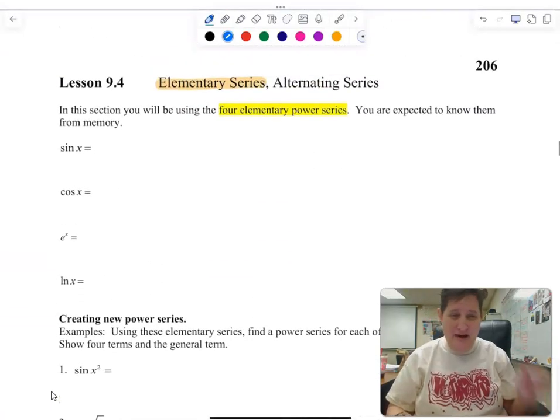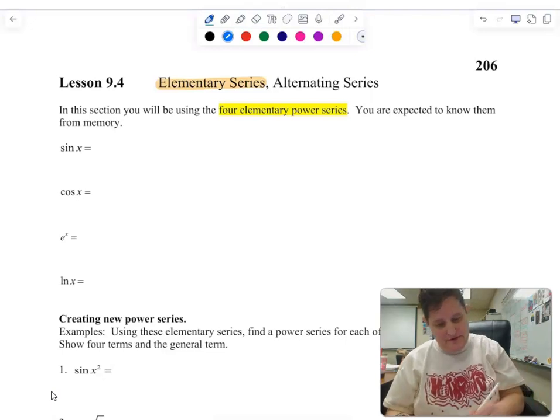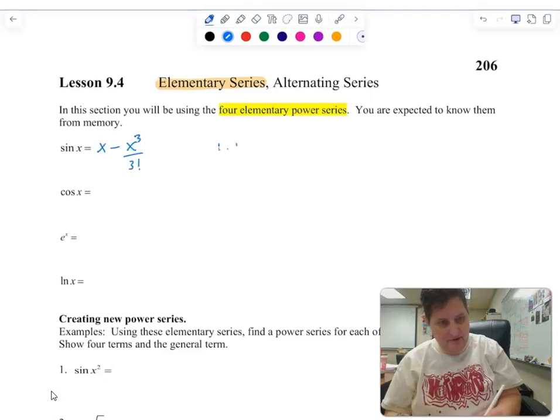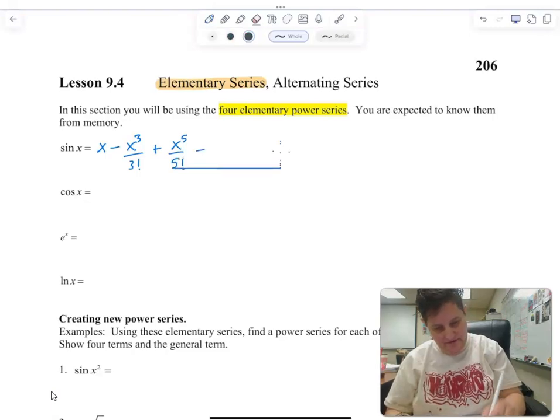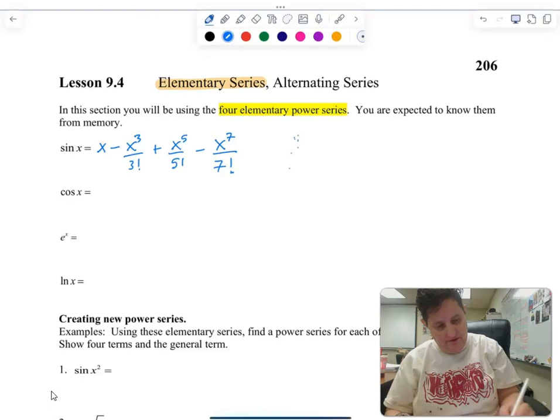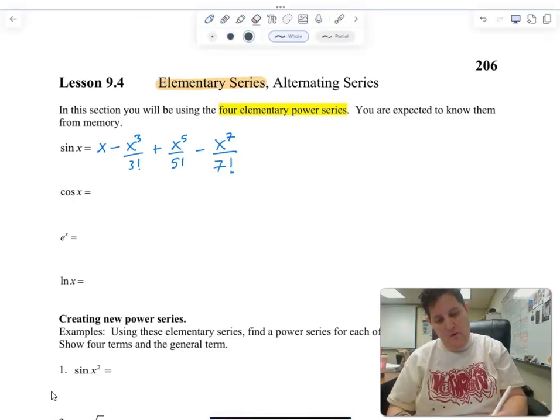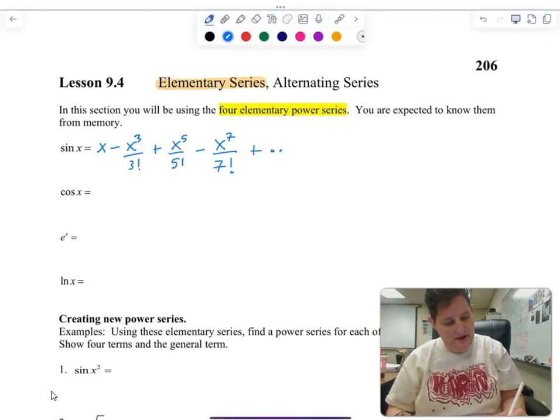But from now on, you're not going to find it by doing all these derivatives. You're just going to memorize it. And it goes like this: x minus x to the third over 3 factorial plus x to the 5 over 5 factorial minus, sorry, my pen is wigging out, x to the 7 over 7 factorial, plus dot, dot, dot.